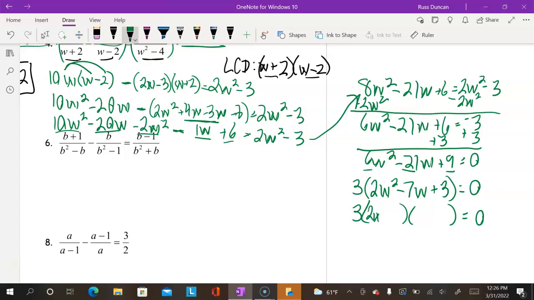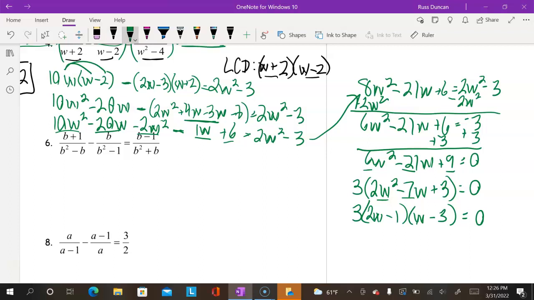So this could be factored 2w and w. So this first term, 2w and w. This has got to be 3, but it's got to add to give me negative 7. So I'm minus 1, minus 3. Now here's how you know if that worked or not. That's minus 1w. That's minus 6w. Minus 1w and minus 6w would give me minus 7w. So I'm good. These are my two factors.